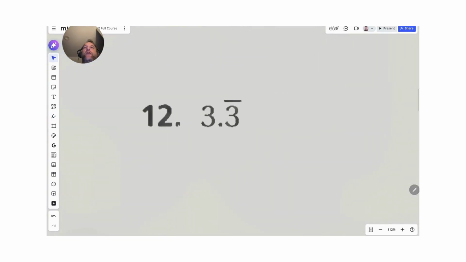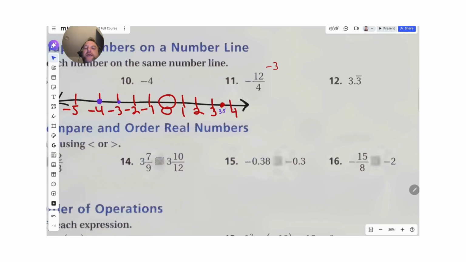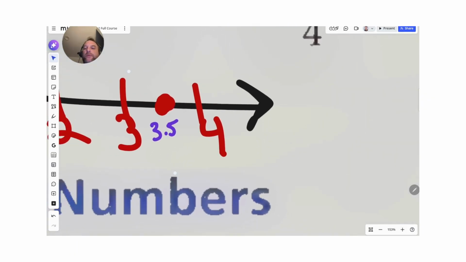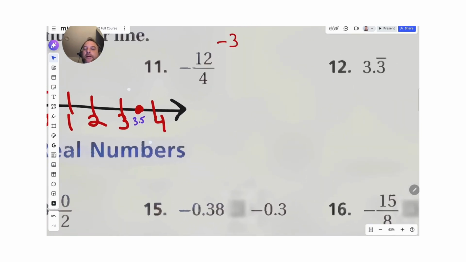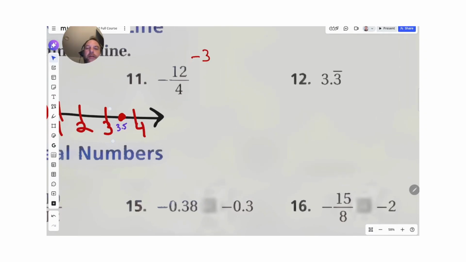And we have 3.3 with our repeating decimal on and on and on. So that means 3.333333333 is where we're looking at, which is close to between 3 and 4, but the question here is whether it would be before or after 3.5. 3.3 over to 3.4 to 3.5. So we know it's going to be between 3.3 and 3.4.